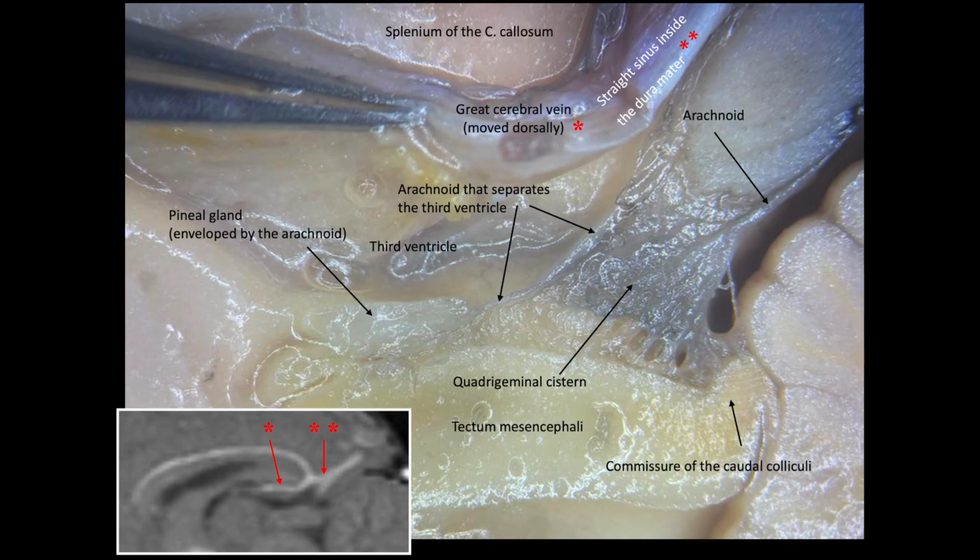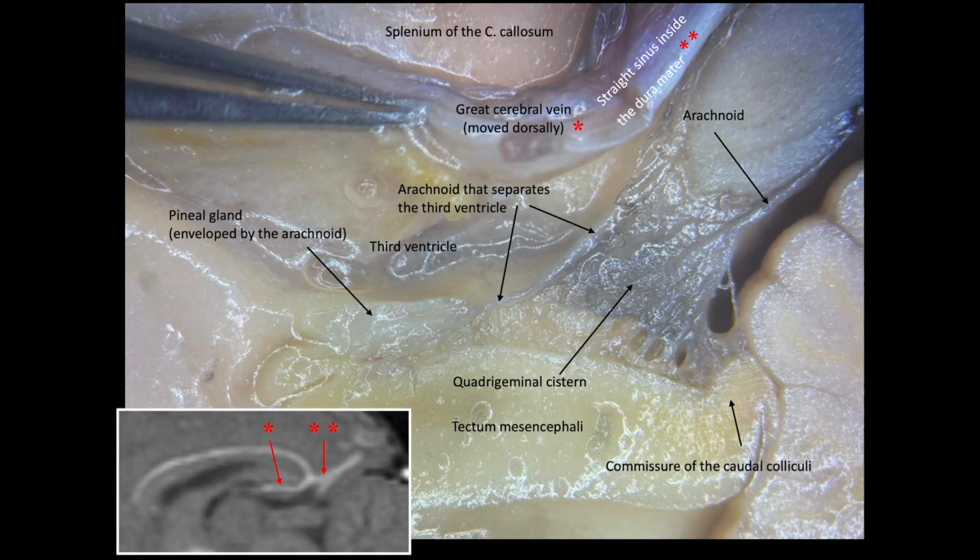And as you see, focus on the quadrigeminal cistern, and you will see that rostral to the quadrigeminal cistern there is this arachnoid membrane that separates the quadrigeminal cistern from the third ventricle that is located rostrally to the quadrigeminal cistern. We also identify the pineal gland enveloped by the arachnoid.